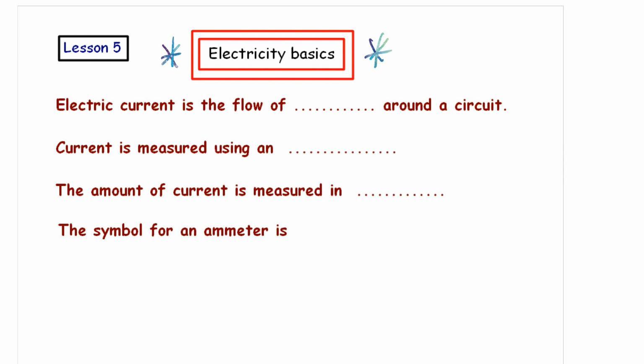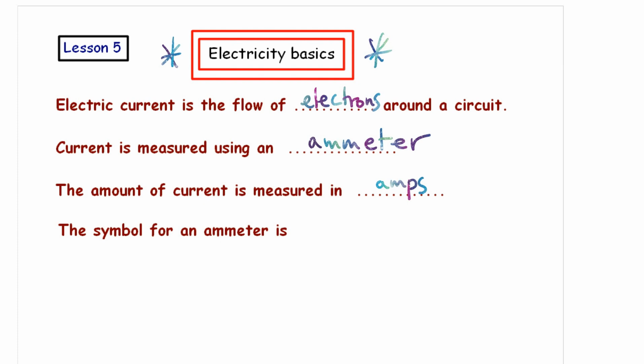Electric current, what is it? It is the flow of electrons around a circuit. Current is measured using an ammeter, double M please. The amount of current is measured in amps.